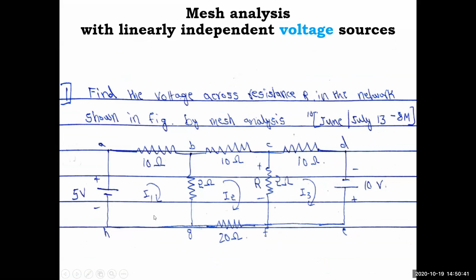No, so that's why minus 0 I1. Minus sign because it is mutual. Then with respect to 2, Z32, there is 2, so minus 2 I2. Then self, 10 plus 2 is 12, so that's why plus 12 I3 equal to 10.